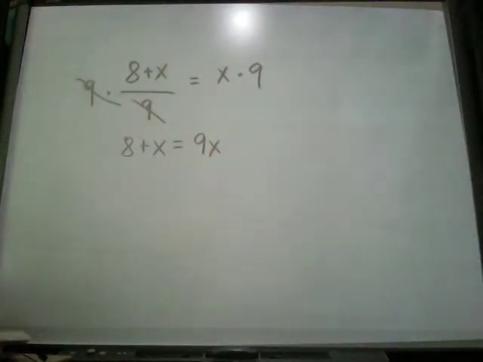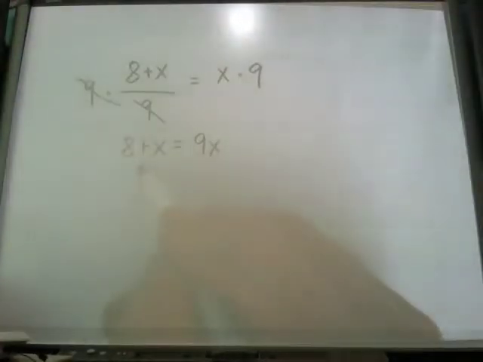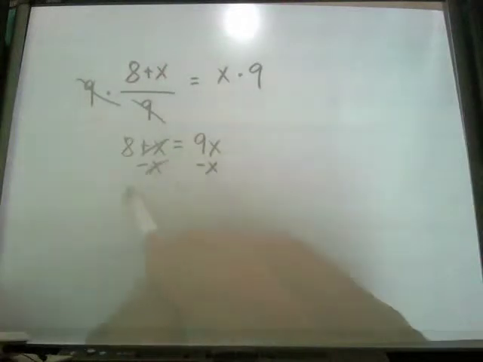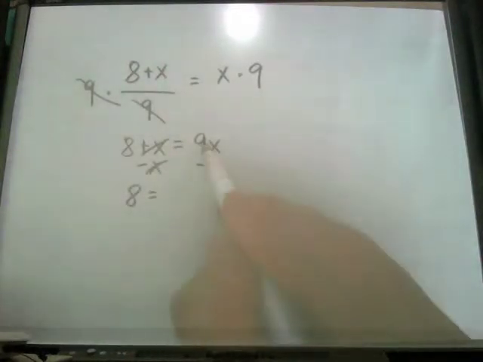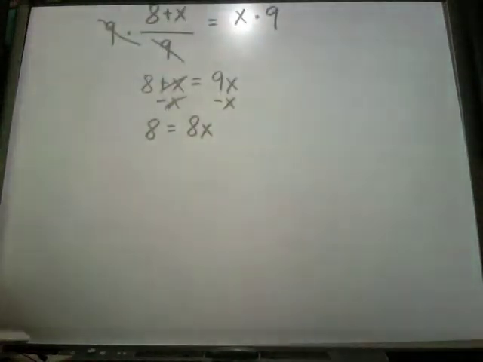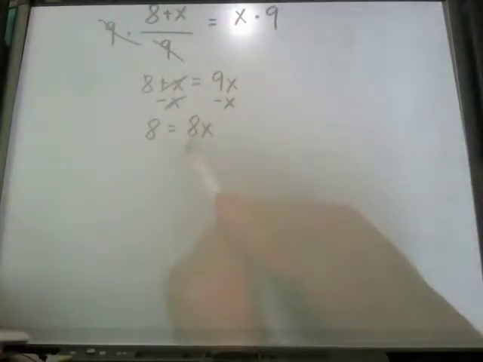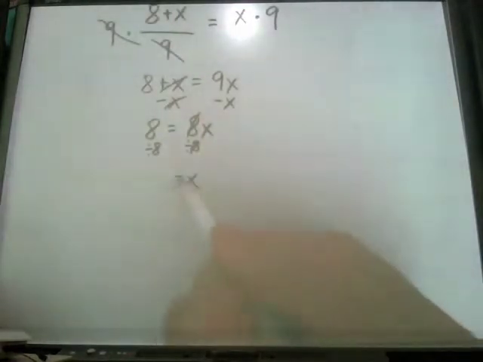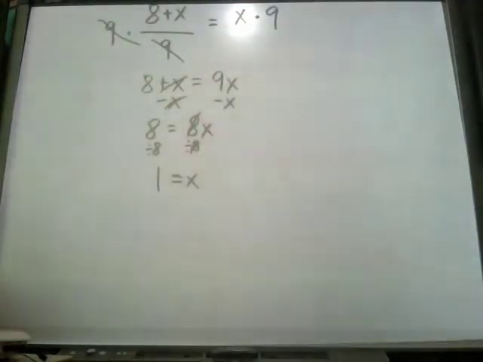Now I can get the variables together. I've got a plain x, I've got a 9x. Which one do you want to move? Pammy. Good, little old 1x. So I do minus 1x on both sides. 8 equals, well, 9 minus 1 makes 8x. You might be able to tell by looking, but just in case, we're going to do the opposite of times 8. We're going to divide by 8. And yes, the answer is 1.